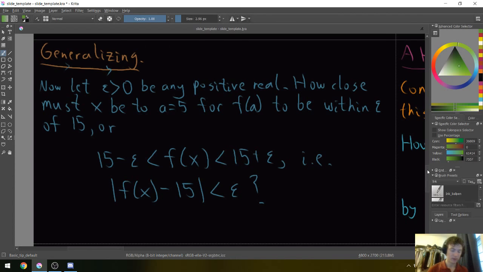Okay, so in the previous example we've had this 1/10 floating around. So now we're just going to generalize. It doesn't have to be 1/10. It can be any positive number epsilon. So now let epsilon be any positive real, epsilon greater than 0.